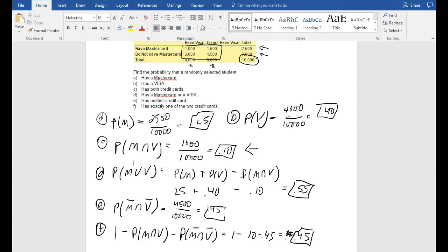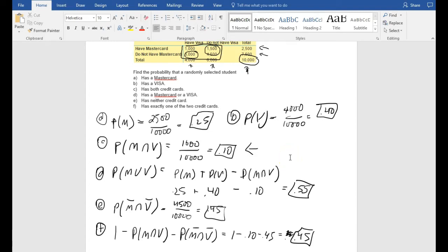Similarly, we could look at the frequency table up here of having a MasterCard and not having a Visa, and having a Visa and not having a MasterCard, and then adding those two up. We would add up 3,000 plus 1,500 to get 4,500, and then take that all over 10,000. That would also give us 0.45. So that would be another way to do it.